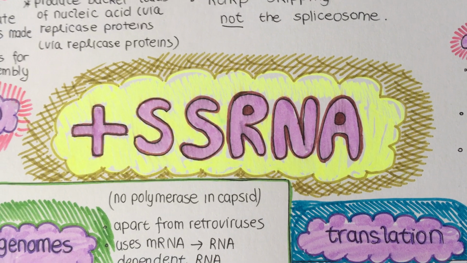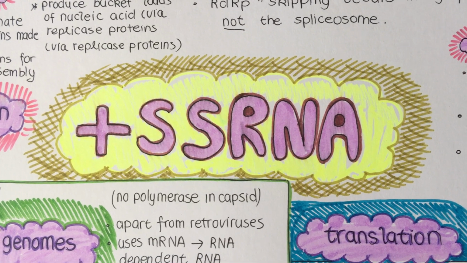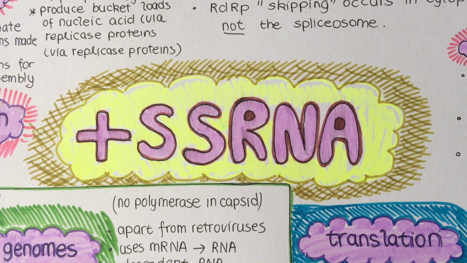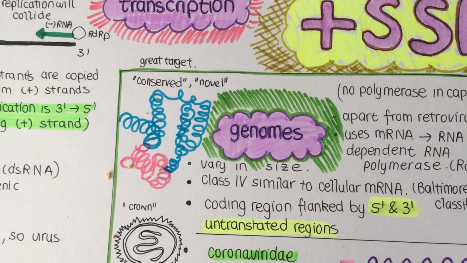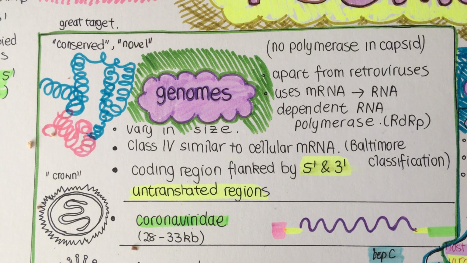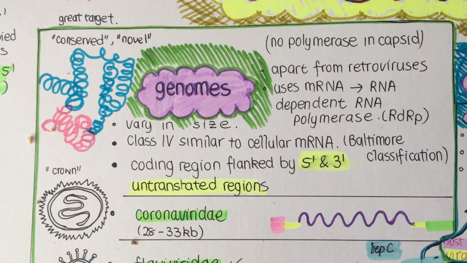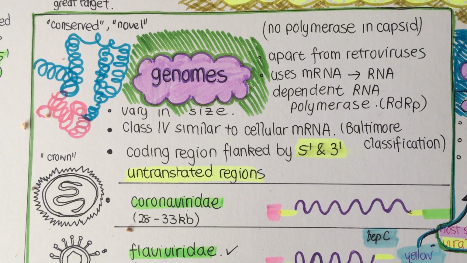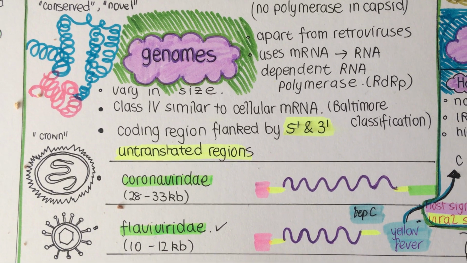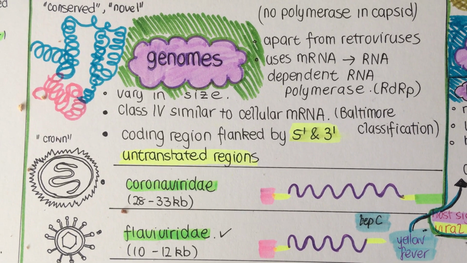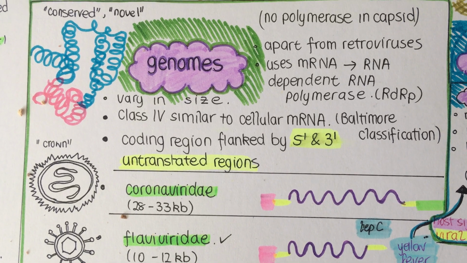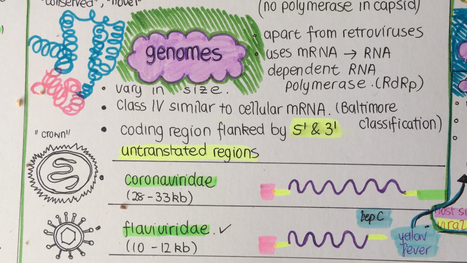Everyone, today we'll be talking about positive single-stranded RNA viruses. Positive single-stranded RNA viruses belong to the Baltimore class 4, and their genomes are very similar to cellular mRNA, which means that it can be used directly to translate proteins. The genomes of class 4 viruses have a coding region flanked by 5' and 3' untranslated regions.